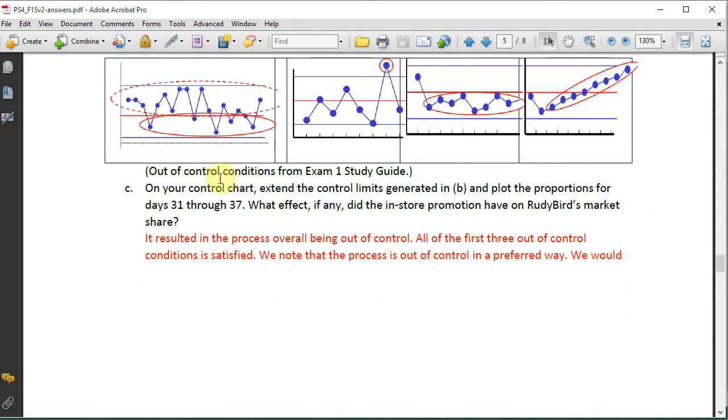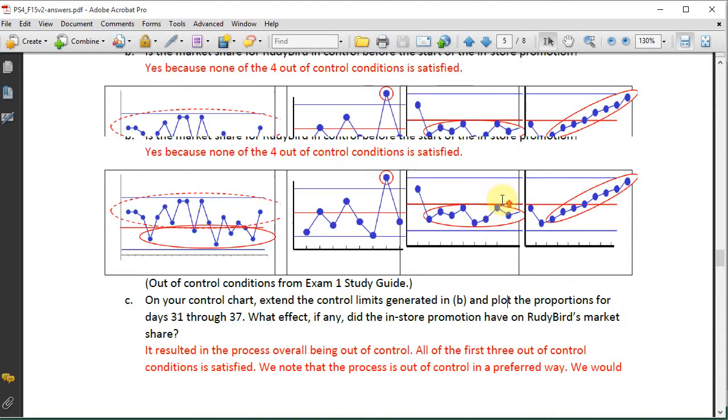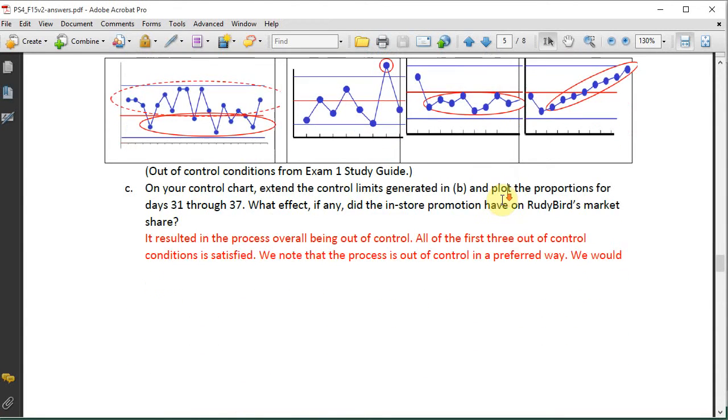Okay, next we're going to extend the control limits to include 31 through 37, and this English here is not very clear. This suggests you only do 31 to 37. I'm going to actually do all three of them so we can take a look at what they look like. But what we are asking for here is from day 1 to day 37. So let's create that control chart.